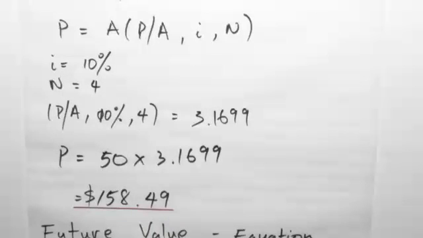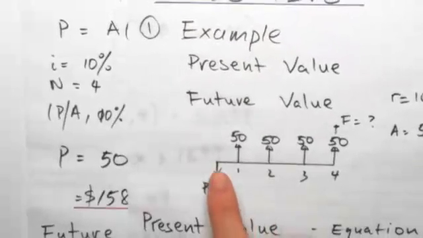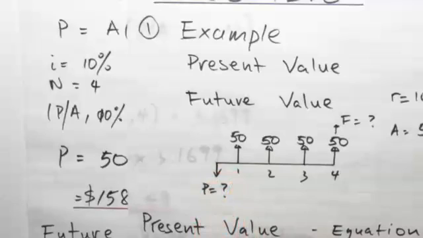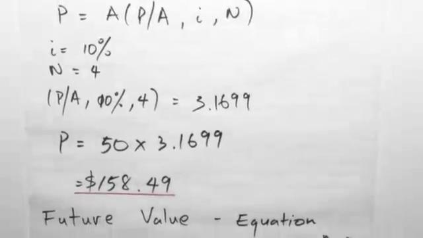One thing to notice is that when we're finding present value, we are always finding it at one period before the first annuity payment. So here we're finding the present value at time 0, and it is very important that you find the annuity at the right present value period. Otherwise, you will get the wrong answer, and this will be apparent when we deal with deferred annuities. So let's go to future values now.